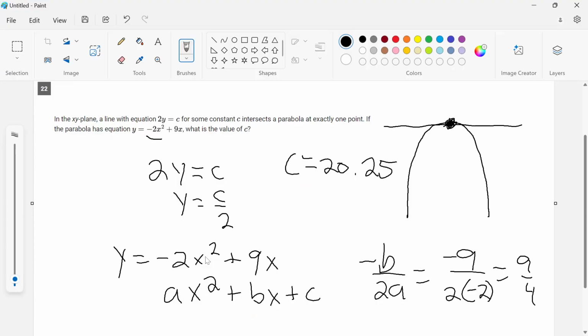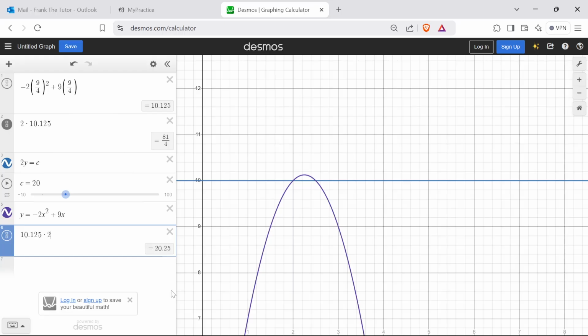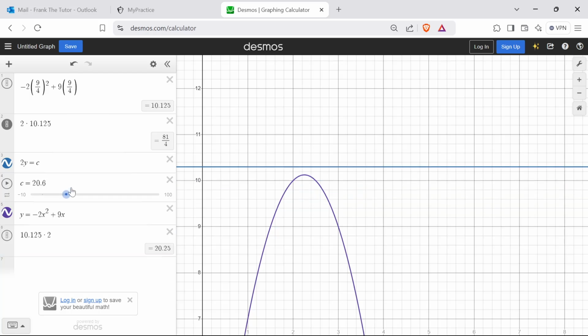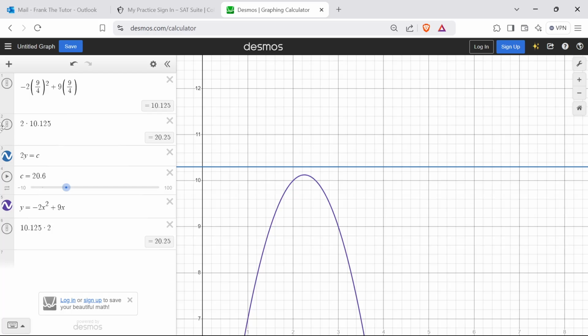Using Desmos, at least you can find the x value of the vertex there. But this little demonstration really makes it clear, if you didn't already know, that it's only going to touch at one point at the vertex because it's a horizontal line. So there's your answer, 20.25, or again, 81/4. Either one would be acceptable for this.